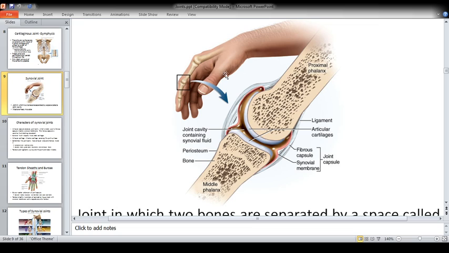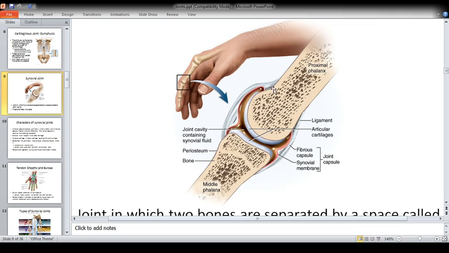So now let's look at the synovial joint. Synovial joints are present between larger bones as well as smaller ones, such as this, the carpometacarpal joint. No, this is between two metacarpals. Sorry.